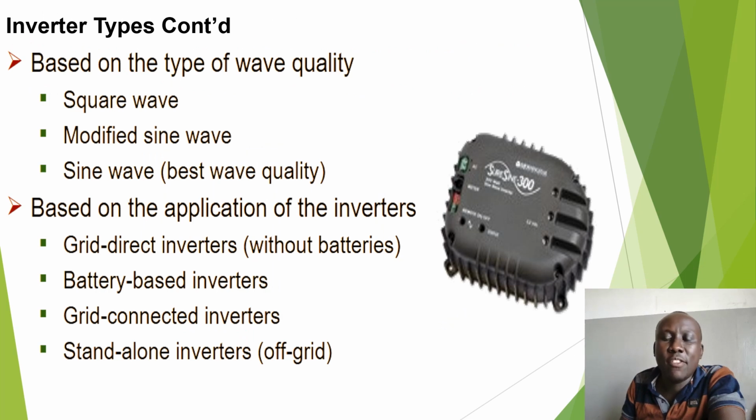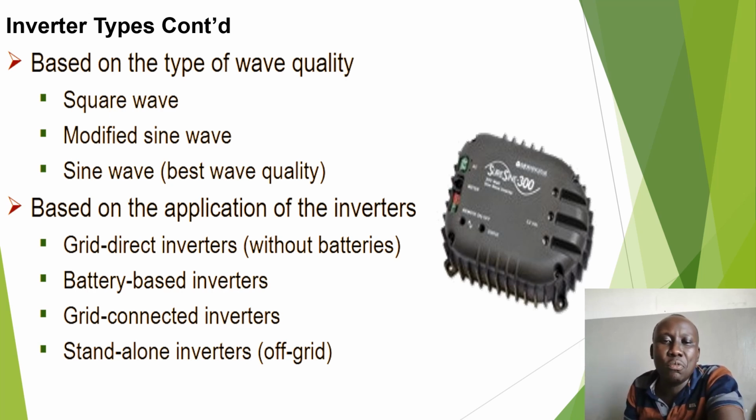So in the previous clip, I explained that we are going to classify the types of inverters according to the quality of waves. But we can also check the type based on the application of the inverter. Where are you going to use the inverter? Based on the type of wave quality, we have the sine wave and modified sine wave. But sine wave is always the best that we are looking for because most of our equipment uses sine wave. Based on application of the inverter, we have the grid direct inverter without battery, meaning you just harvest the sun, then you invert and use it direct.